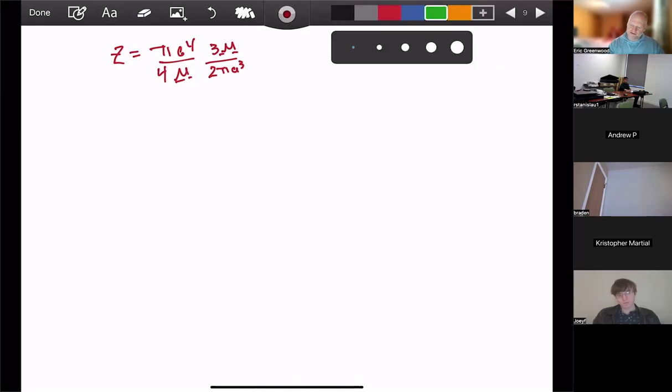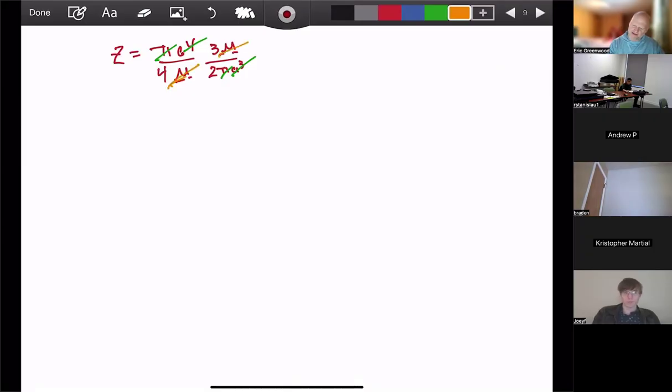Good. So from here, of course, the pi's are going to cancel. This a to the fourth is going to become just an a because of the a cubed on the bottom. And the m's are going to cancel, so it doesn't depend on the total mass. So this thing then is just going to become what? 3/8 of a. Okay. So my z location of the center of mass is 3/8 a.